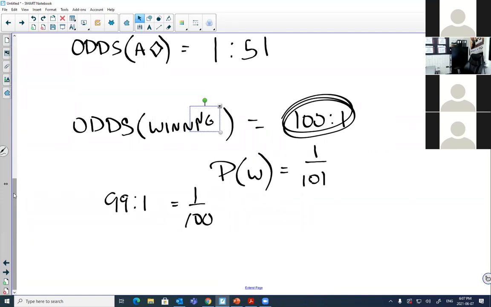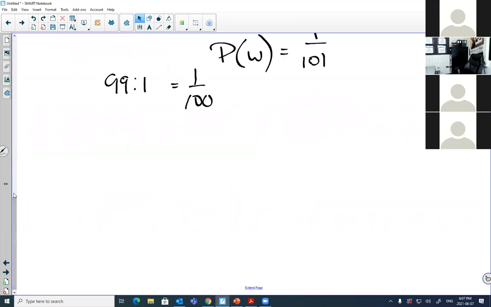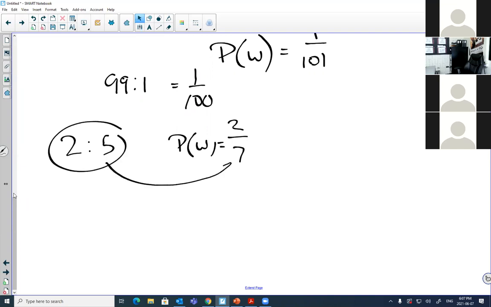Now, that also applies when they say something like 2 to 5 odds. I don't know if you've ever heard that. 2 to 5 odds. So the probability of that one happening is 2 over 7, because remember, if you add those up, you get the bottom of your probability.